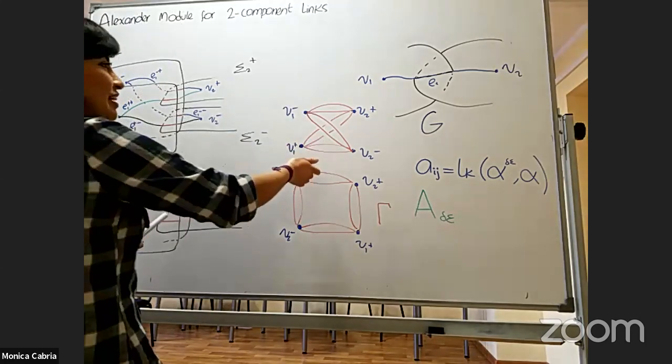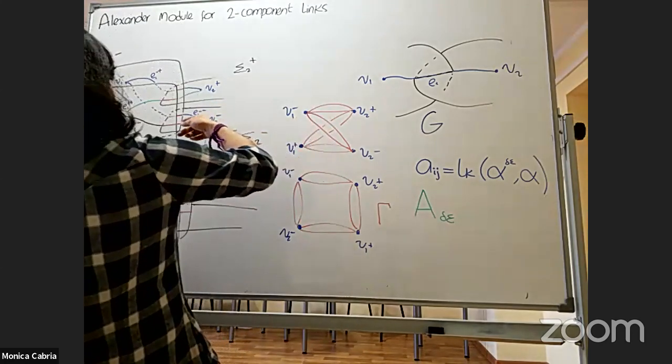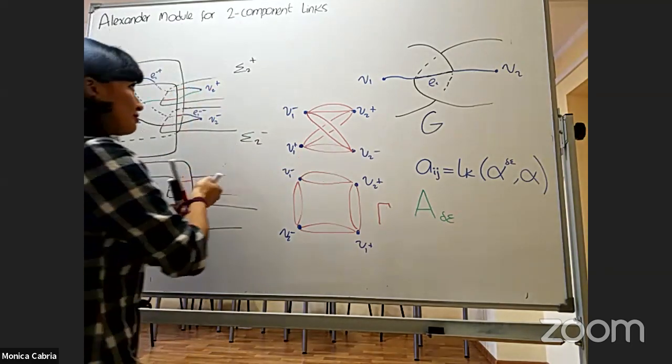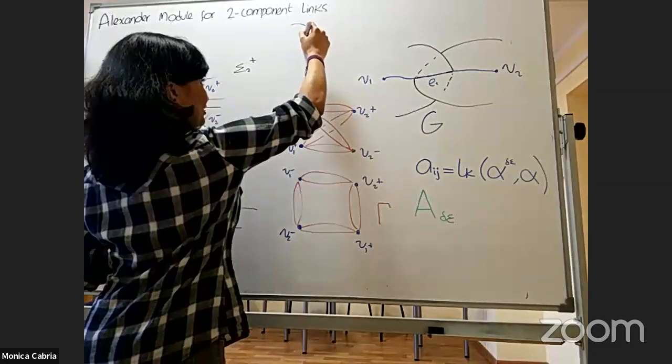Mm-hmm. I mean, if I have two clasps, I think, let's do it here. Okay. Yeah, you have gamma for the case of two clasps, but you don't have G for the case of two clasps.